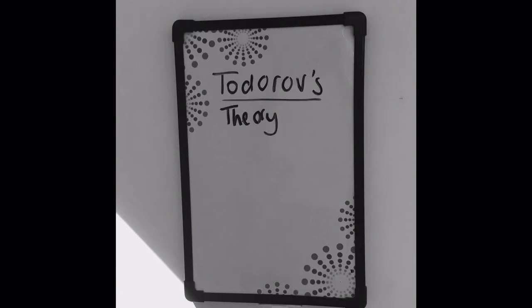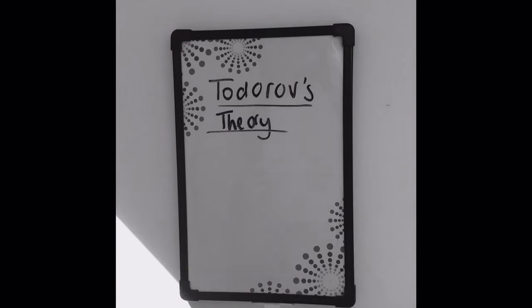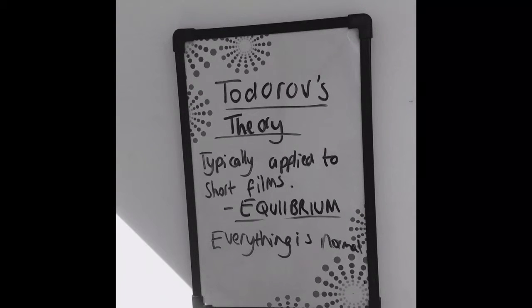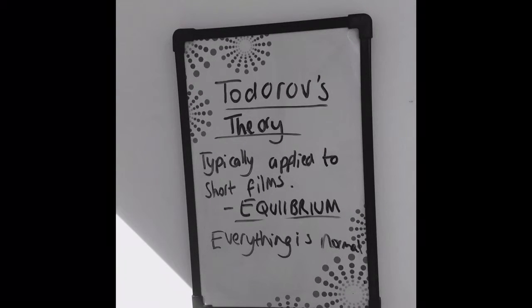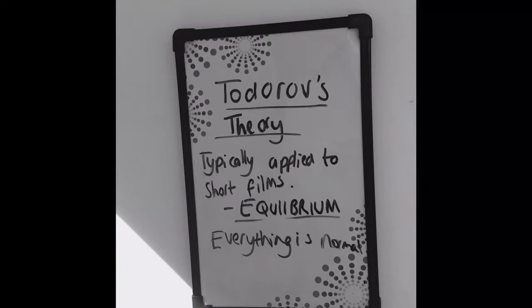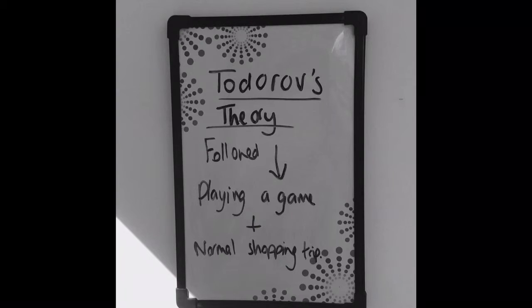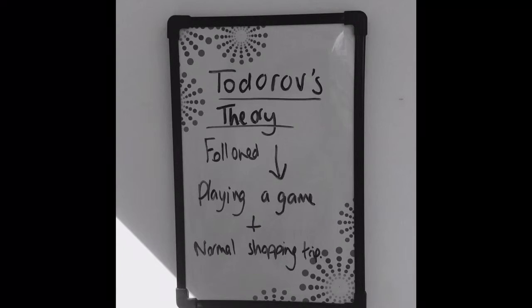Todorov's theory. Todorov was a genre theorist, and his theory of equilibrium can mostly be applied to short films. Equilibrium is where there's a state of normality and everything's equal and everything's good and fine at the beginning of a film. We follow this as both groups, there's one group playing a game and one having a normal shopping trip.